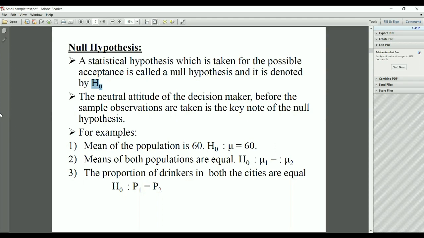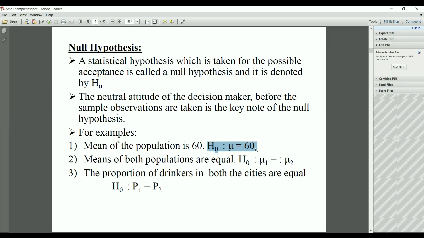Now I want to prove this, so the assumption is H naught: mu is equal to 60. What will be the alternative hypothesis? This is a two-sided hypothesis, because mu is not equal to 60. So H1 will be mu is not equal to 60.